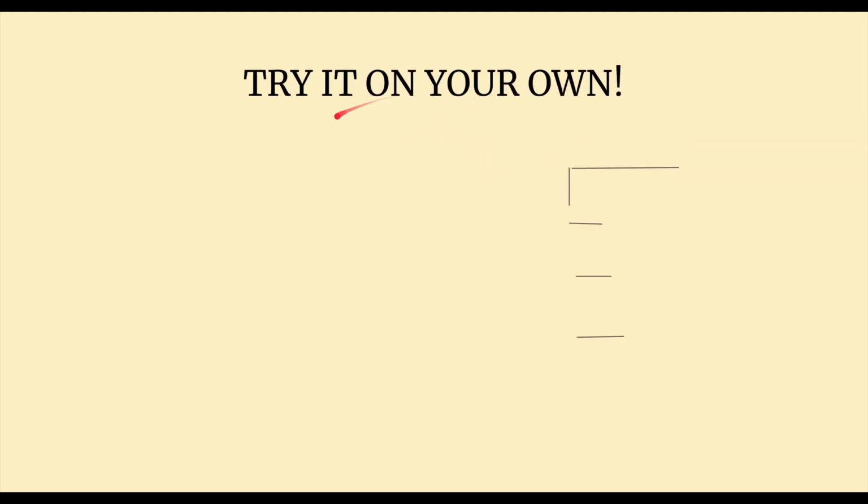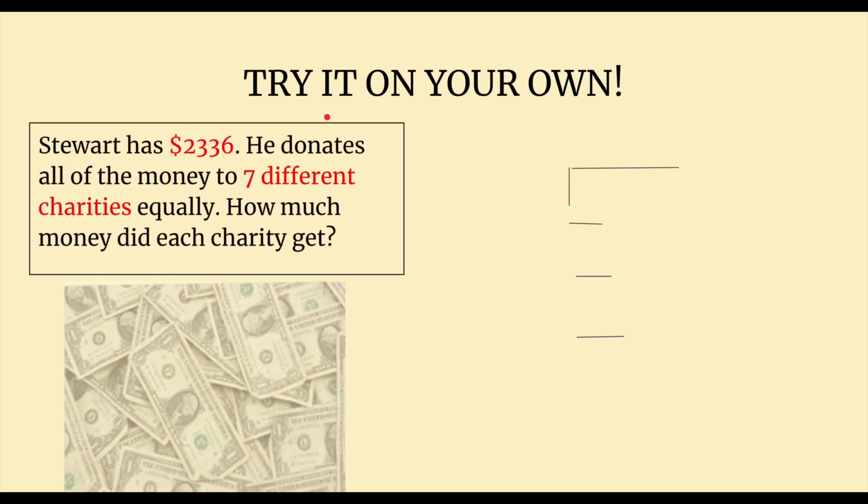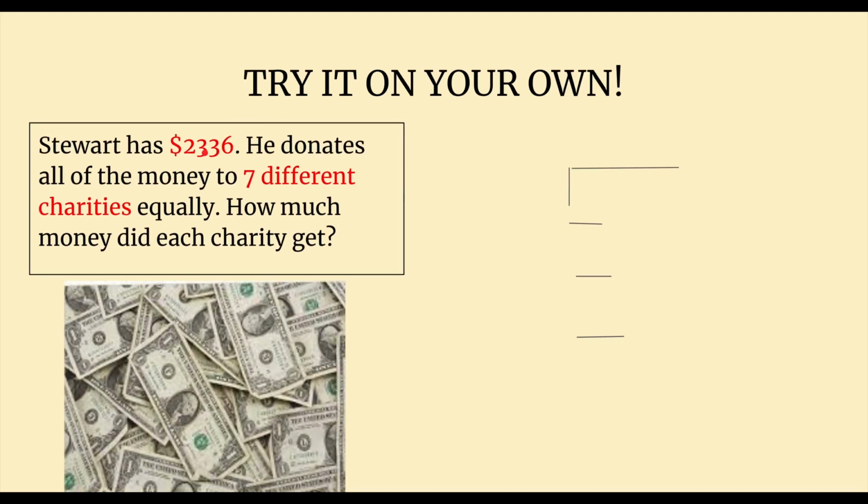Okay, so now try this question on your own. Stuart has $2,336. He donates all of the money to 7 different charities equally. How much money did each charity get? So try this question on your own. Pause the video and then see what you get. Okay, so the divisor is 7, because it's 7 different charities equally. 2,336 is the dividend because it's the total amount that he has.